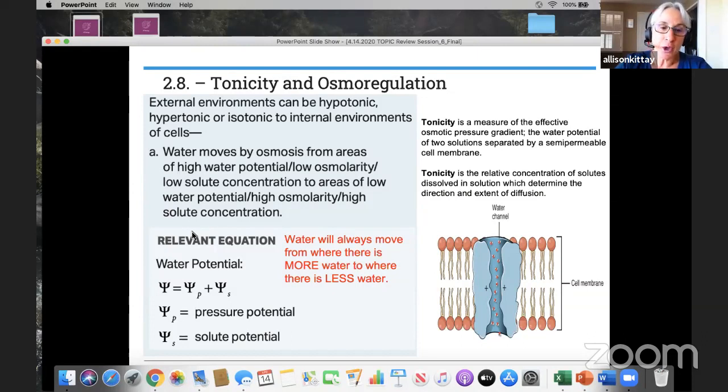So for a science skill, we're going to practice doing some calculations. The first relevant equation is the equation for water potential. Water potential is represented by the Greek letter psi, kind of looks like a little pitchfork, and it's got two components. Psi sub p is the pressure potential, and psi sub s is the solute potential. And again, we'll be talking more about these when we get into the lab activity that has to do with water potential.